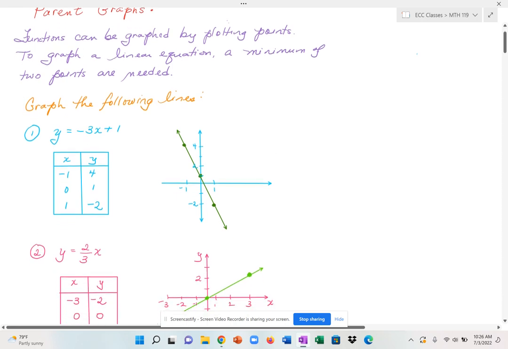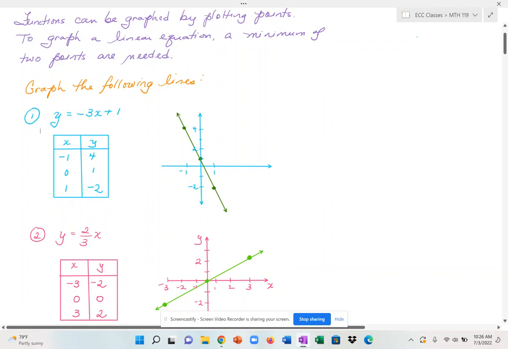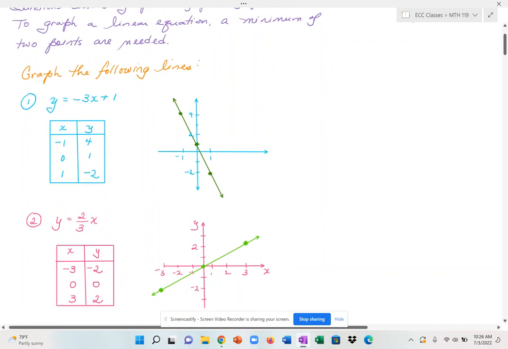The next example is y equals 2/3 x. Here, because my coefficient in front of x is a fraction, to make it easier on me, I picked numbers that will result in y values that are integers. So I picked multiples of 3 as well as 0. So I have negative 3, 0, and 3. When you plug in negative 3, you get negative 2 as your y value. When you plug in 0, you get 0. And when you plug in 3, you get 2.